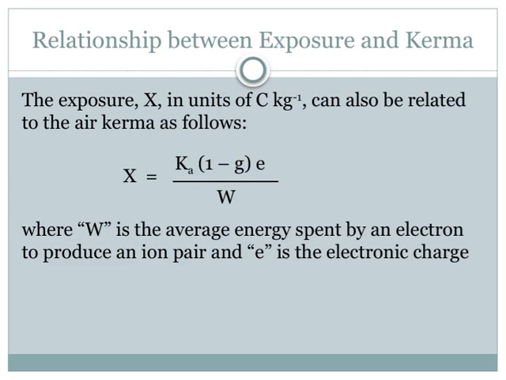Now, let's look at how the exposure, denoted as X and measured in coulombs per kilogram, can be related to air kerma. Essentially, this relationship helps us understand how energy is transferred from radiation to air. The formula involves some important factors: W, which is the average energy used by an electron to create an ion pair, and E, the electronic charge. By understanding this relationship, we can better interpret how different radiation quantities are interconnected and how they contribute to dose calculations. This connection is fundamental in ensuring accurate dosimetry and safety in radiation applications.